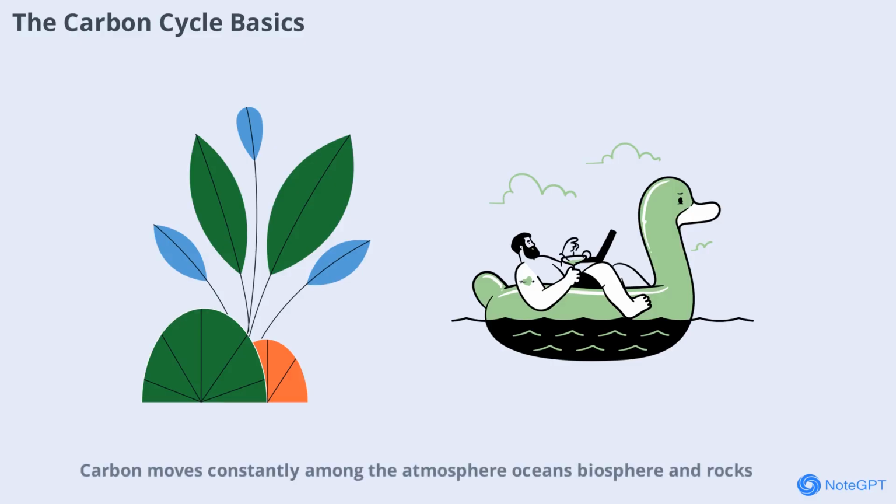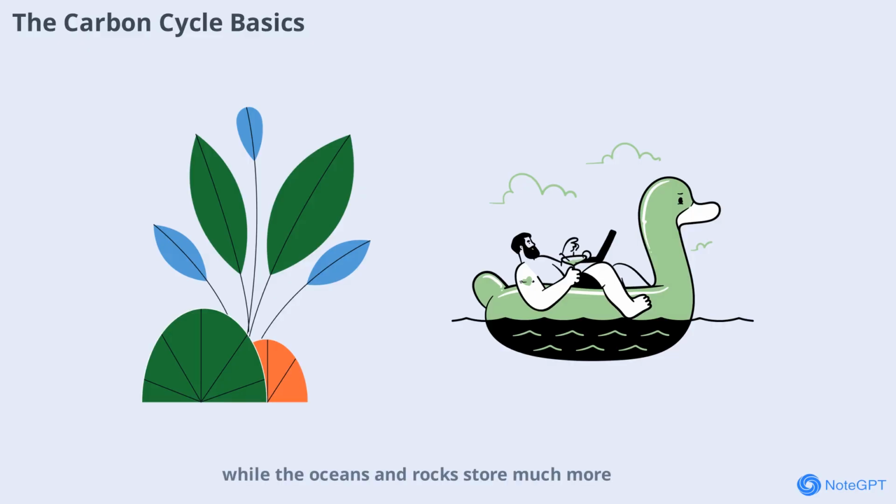Carbon moves constantly among the atmosphere, oceans, biosphere, and rocks. The atmosphere holds only a tiny fraction of Earth's carbon, while the oceans and rocks store much more. Plants absorb CO2 through photosynthesis, releasing oxygen, while respiration by plants and animals returns CO2 to the air. Oceans absorb and release CO2, with cold waters taking up more. This dynamic cycling keeps atmospheric CO2 in balance, unless disrupted by human activity.